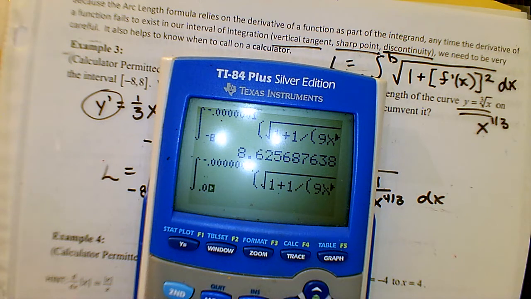Now we'll have 0.000001 down below. And then we can delete the top bound to make it 8.